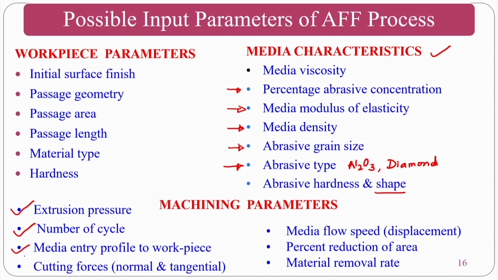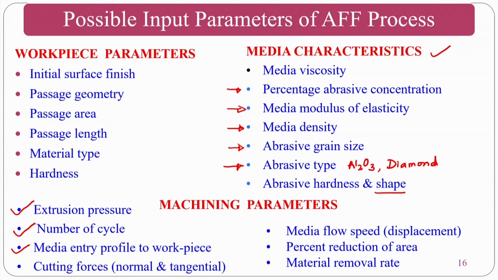Media entry profile to the workpiece, cutting forces, these types of things you can measure. Media flow speed, that means how you can improve the flow speed and other things. Flow speed will always be a function of your medium composition and extrusion pressure. If your medium has too low viscosity and pressure is high, then medium flow speed is very high. Vice versa also, if the extrusion pressure is low and the medium viscosity is very high, then the medium flow speed will be very low.